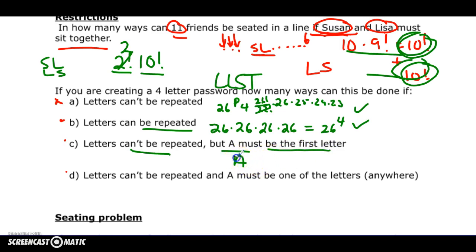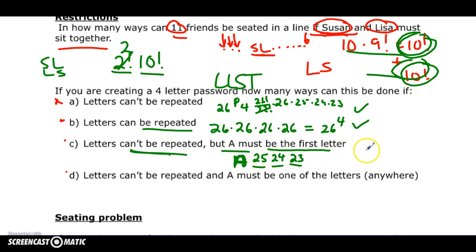Okay. So here we have a question where every single word has to start with an A, and then I have 3 other letters. Okay. So letters can't be repeated, and A must be the first letter. That means I can't have another A, right? So I have 25 options for this, okay? 24 options for this, and 23 options for this, okay? So 25 times 24 times 23.